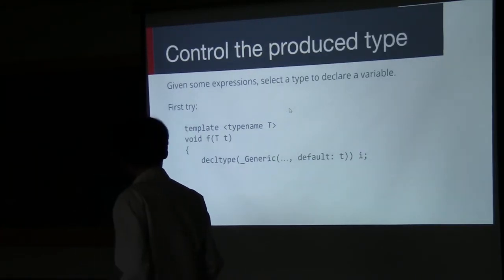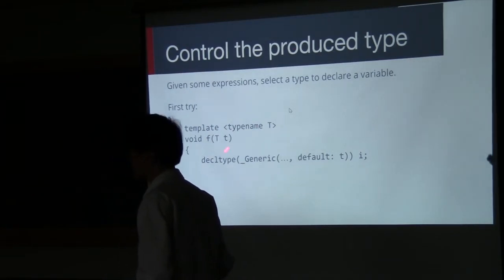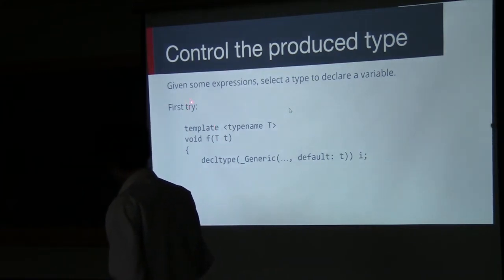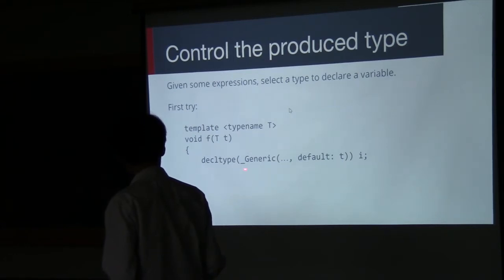So, next topic, controlling the produced type. This is a continuation of the last topic. We know the produced type, right? You can just decltype it. How about I want to use a type to declare a variable? So in this example, I assume the default association is selected. And does it work?